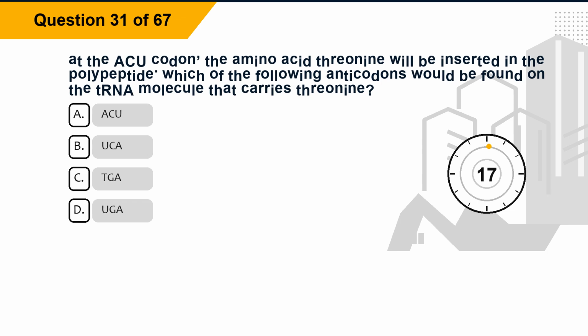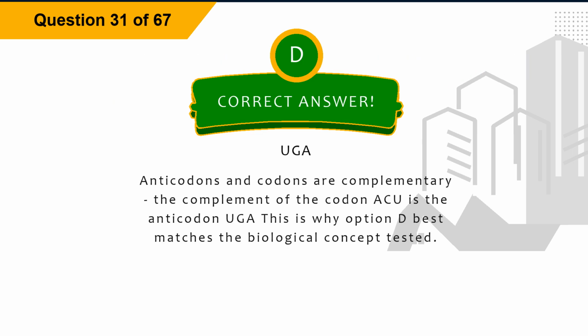Question 31. At the ACU codon, the amino acid threonine will be inserted in the polypeptide. Which of the following anticodons would be found on the tRNA molecule that carries threonine? Option A, ACU. Option B, UCA. Option C, TGA. Option D, UGA. The correct answer is option D, UGA.